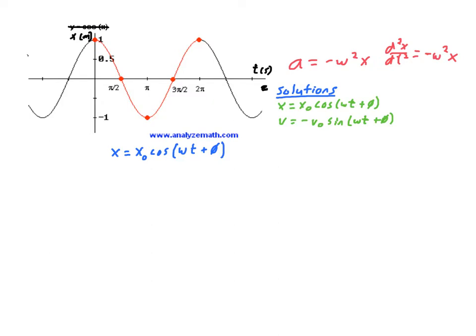And check out the cosine graph. This is a cosine graph. It starts out at t equals 0 at its amplitude, which is what you generally do. If you're going to start a pendulum in motion, you pull it back to its highest point. If you're going to start a spring in motion, you pull it down to its furthest point or you push it up to its furthest point.